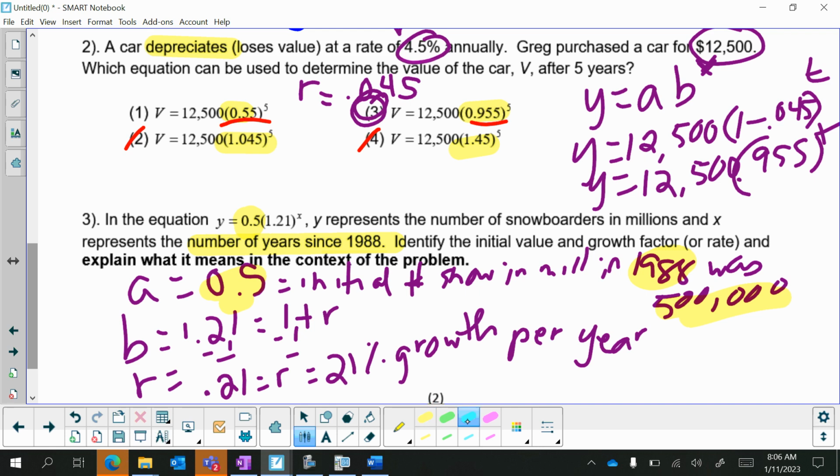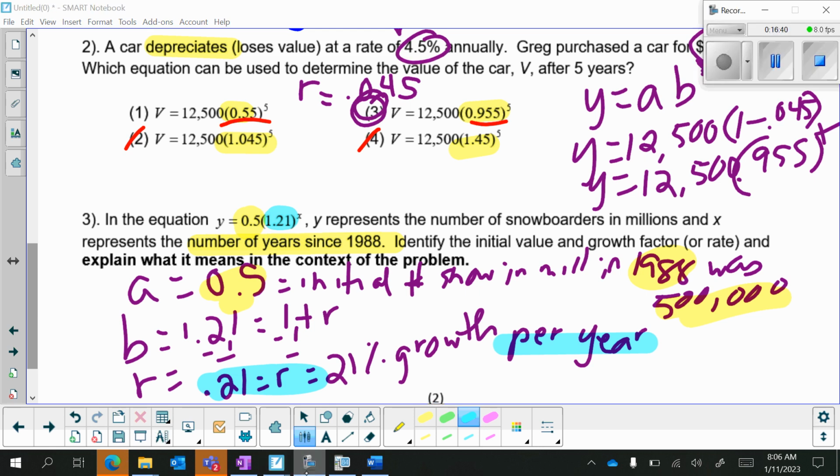And then the growth factor was greater than 1. It was 1.21. So that means if you subtract 1, you're going to get a growth rate of 21% per year. So it was growing at a rate of 21% per year, which is called an annual growth rate. Okay? So if you didn't write that down yet, please write that down now, and then we'll move on.